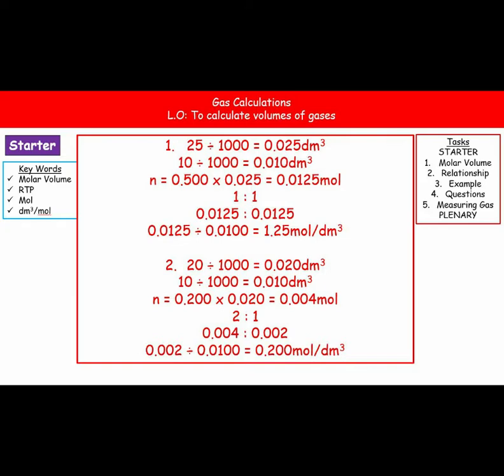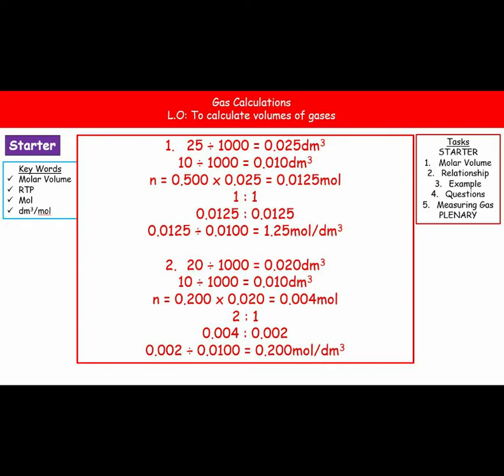Then the amount in moles, so 0.2 times 0.02 gives us 0.004. Look at the ratio, it's a 2-to-1 ratio in the balanced equation. So if we've got 0.004 moles and the other one was in a ratio of 2-to-1, we divide that by 2 to get 0.002 of our other chemical. And then we divide that by the actual volume we had, 0.002 divided by 0.01, to give us 0.2 moles per decimetre cubed.